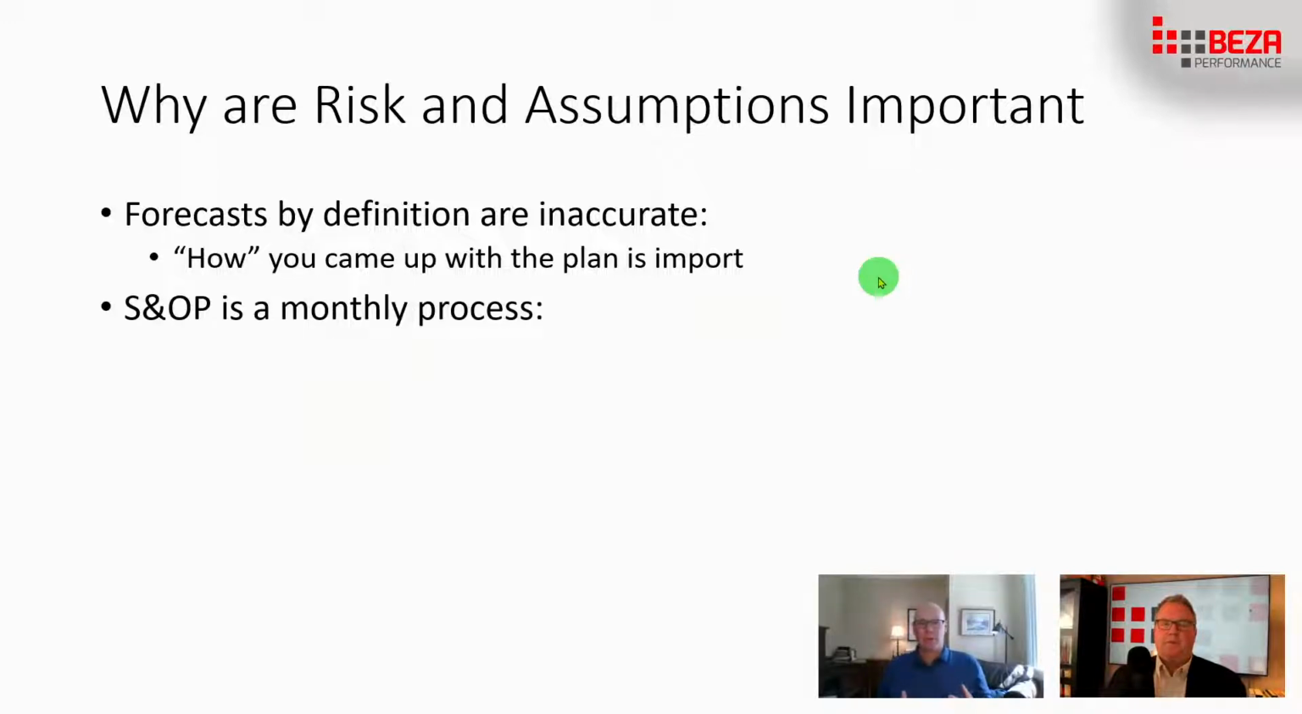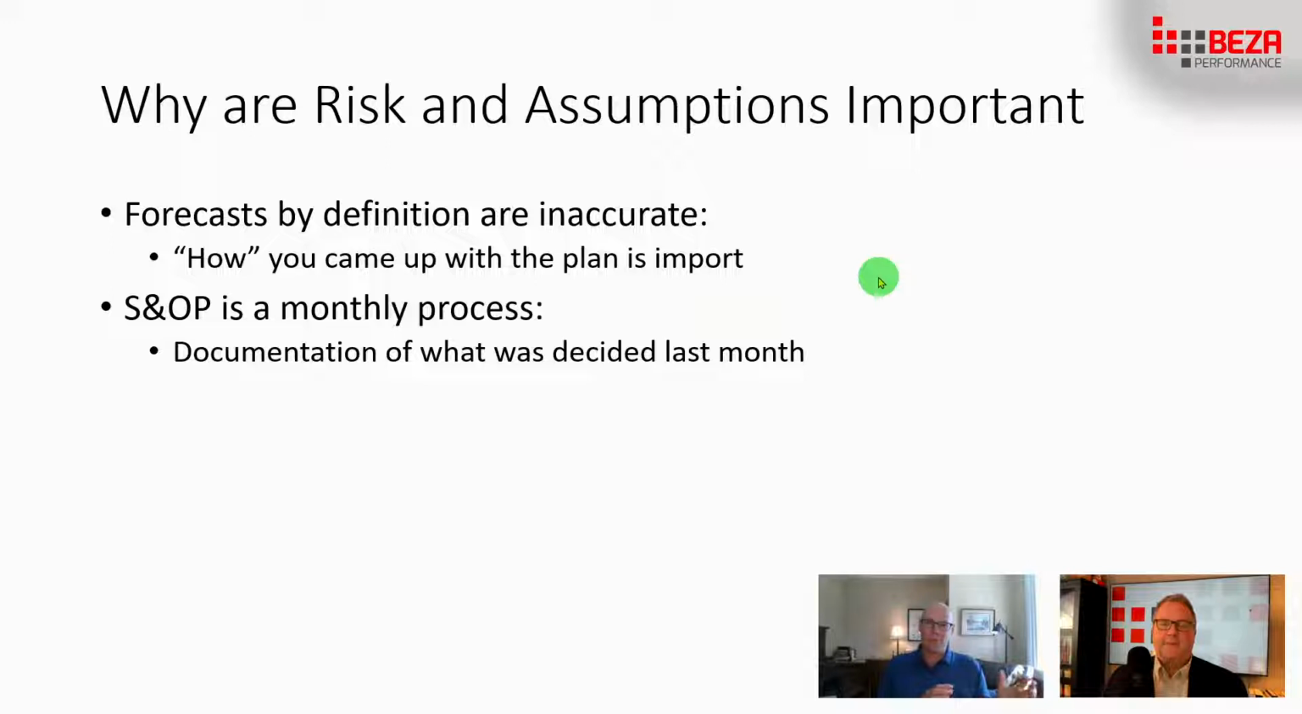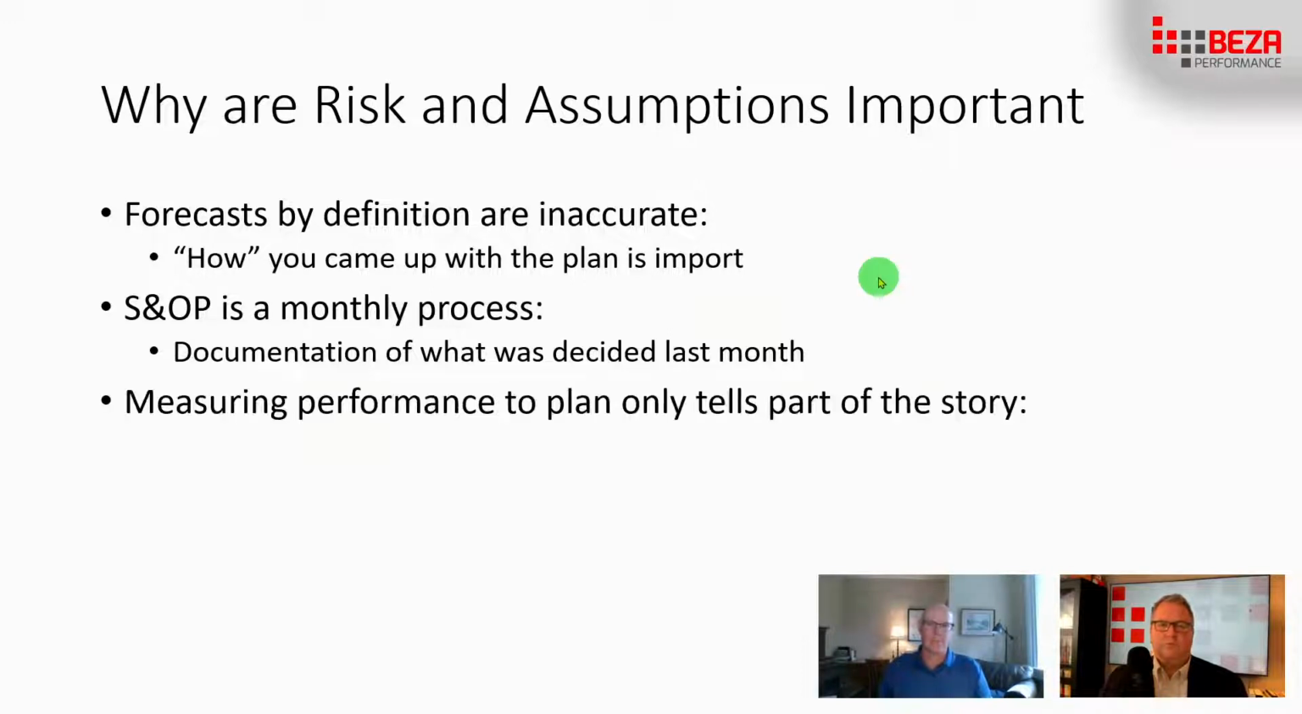The second reason it's important is that it's a monthly process. S&OP is a monthly process. And I don't know about you, Marshall, but I sometimes have a hard time remembering what I did last week, let alone what I did last month. So part of the reason I think it's really important to have a formal process around risks and assumptions is that it's the documentation of what was decided, or how the plan was come up with, last month. When you come to it the next month, you actually know what went into your thought process. So it's not like, oh, I know we talked about that last month, but what did we decide? This is really that documentation.